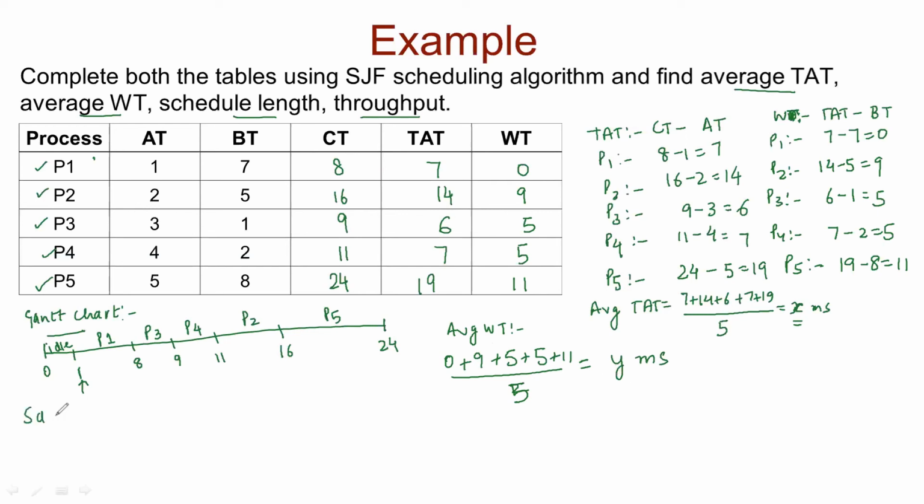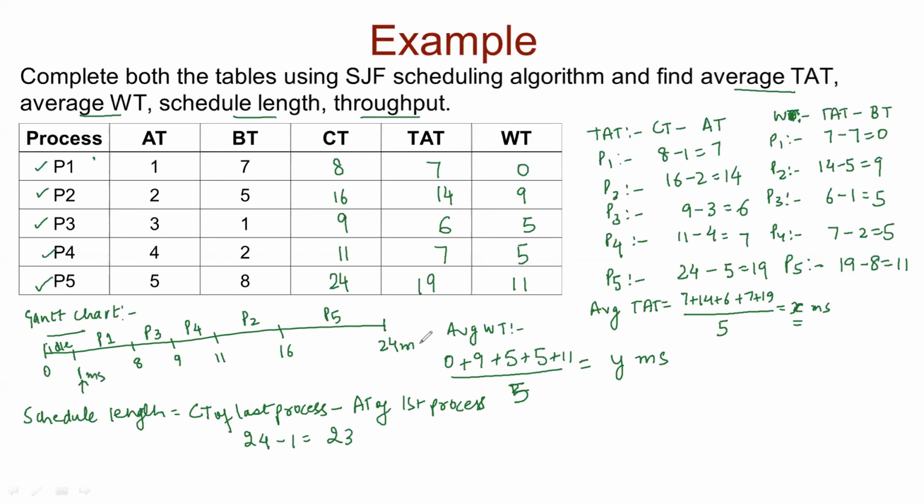Next is the schedule length. All of you remember, schedule length is the difference of the completion time of the last process with the arrival time of the first process. The time during which the scheduler was active. So it is 24 minus 1, which is 23. Scheduling started at 1 millisecond and it ended at 24 milliseconds. So this is the schedule length, 23 milliseconds.